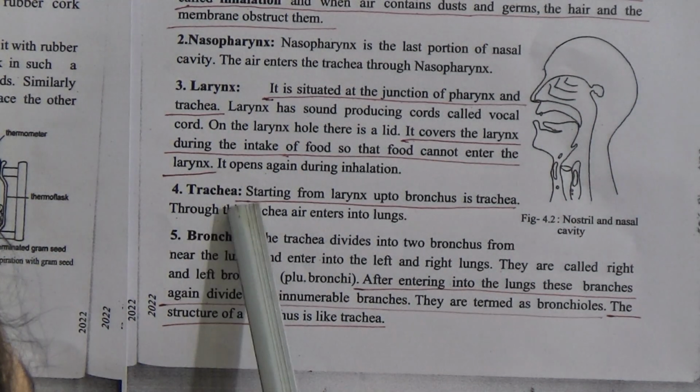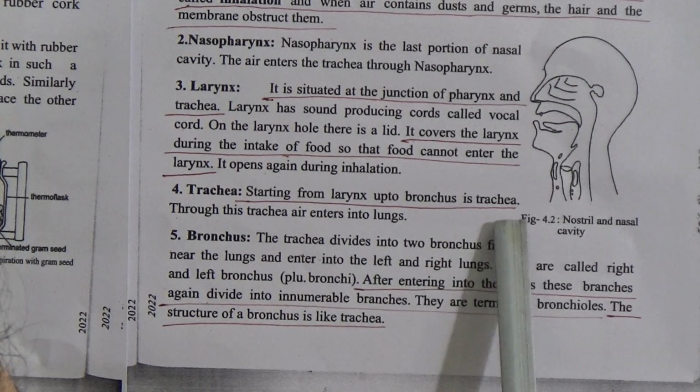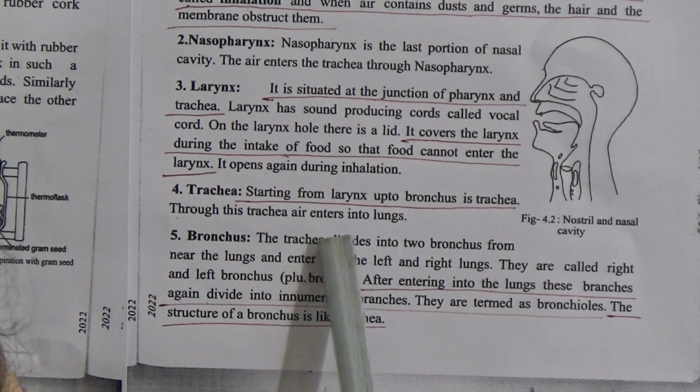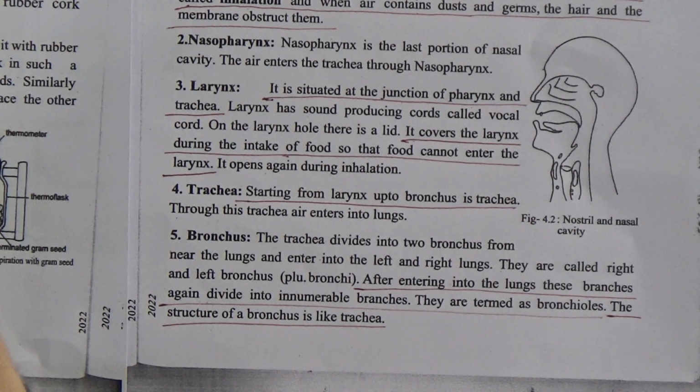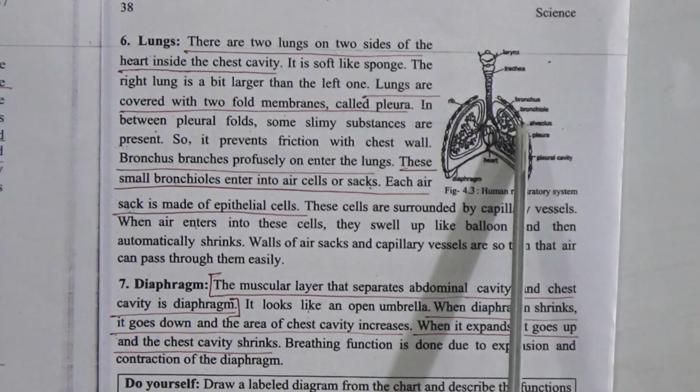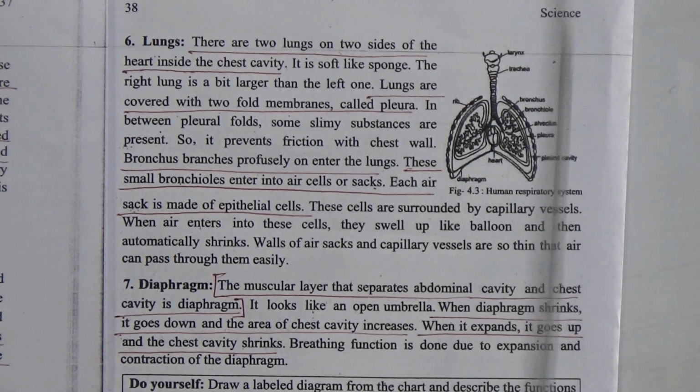Now trachea. Starting from the larynx up to the bronchus is the trachea. Through this trachea, air enters into the lungs. This tube is called the trachea. From the larynx to the bronchus, this tube is called the trachea.